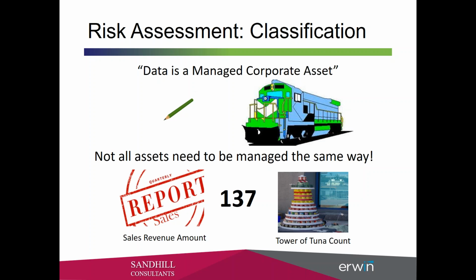Versus the number of cans of tuna that we did for a charity event last year, building a tower out of tuna cans. Now the reason we're recording that, of course, is because next year we want to do a bigger amount. So you can see that the same number, although represented by two different things, has a whole different set of risk assessments that is required for that piece of information.